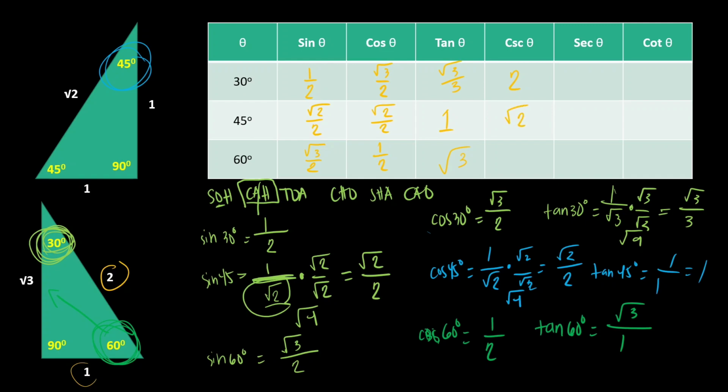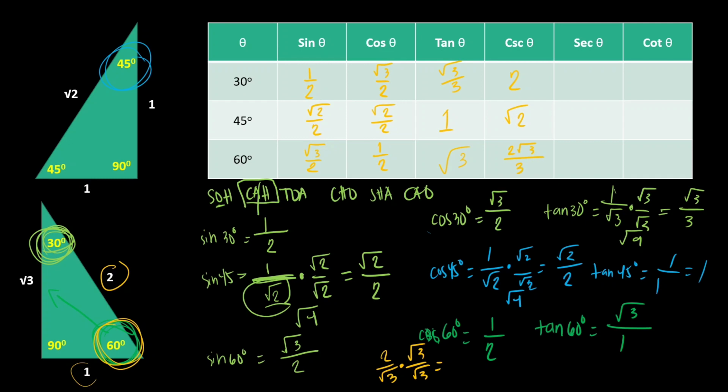Cosecant 60 degrees. The hypotenuse is 2 and its opposite is square root of 3. So 2 over square root of 3, rationalize, and we have the answer 2 square root of 3 over 3.